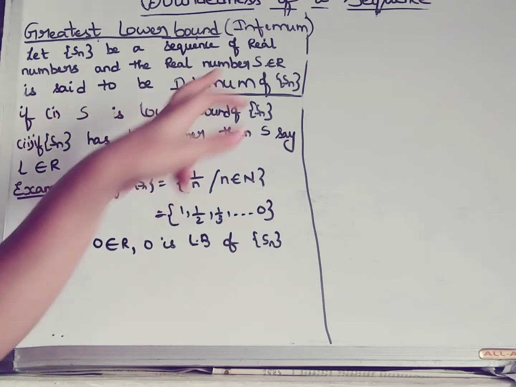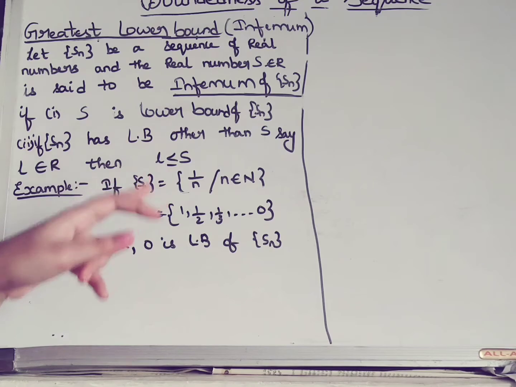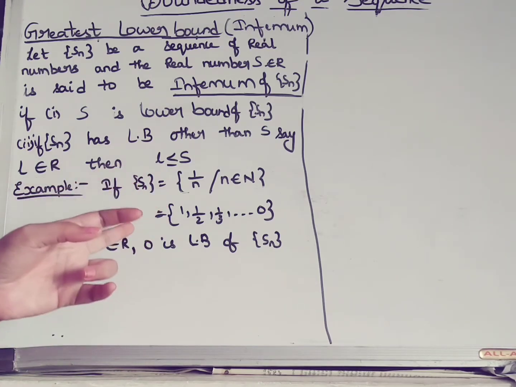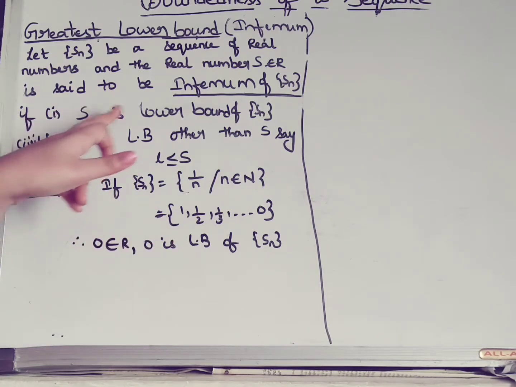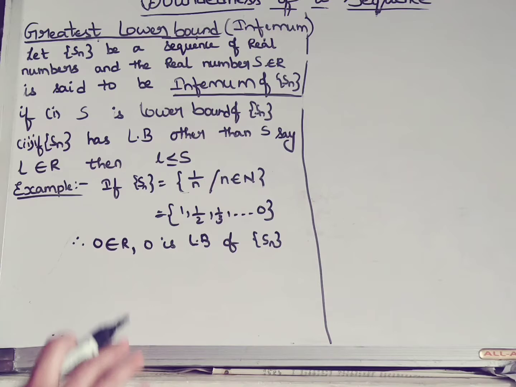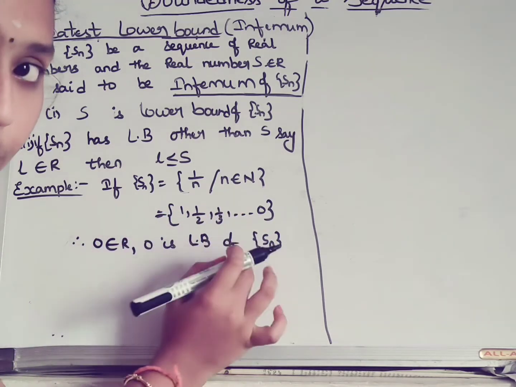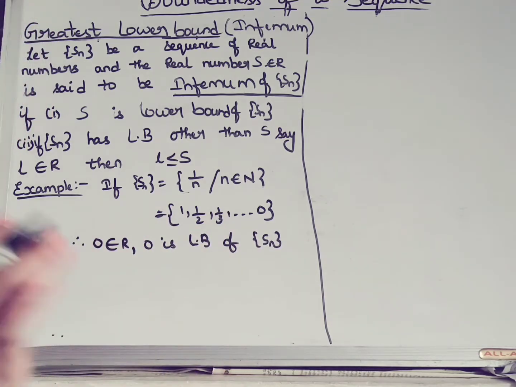Next step, to say S is an infimum, it should satisfy two conditions. Now I want to say 0 is the infimum of this sequence. So first of all, it should satisfy these two conditions. See here, S is the lower bound of the sequence. From this sequence, 0 is a lower bound of the sequence. Yes, 0 is the lower bound of the sequence Sn.